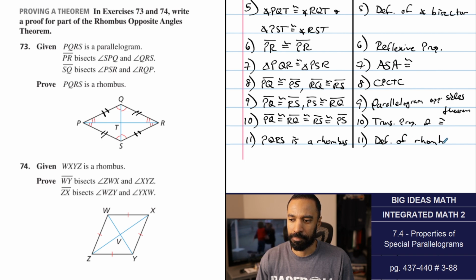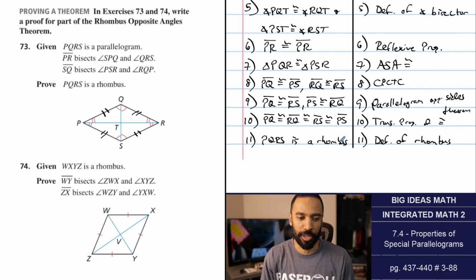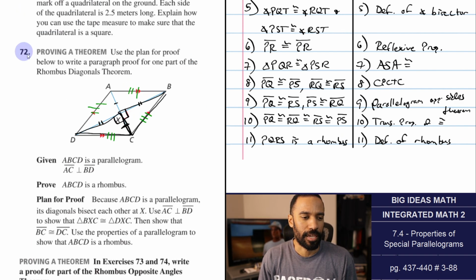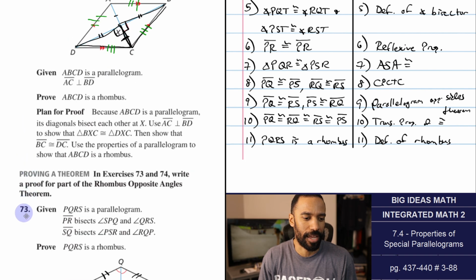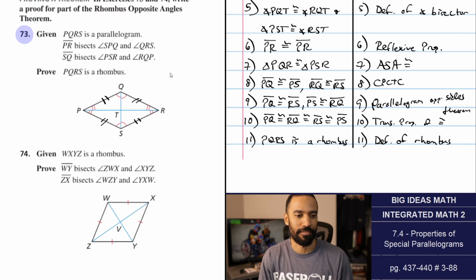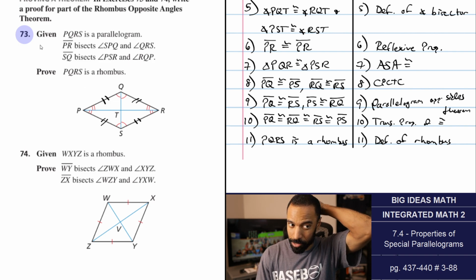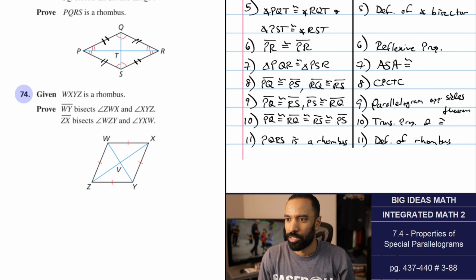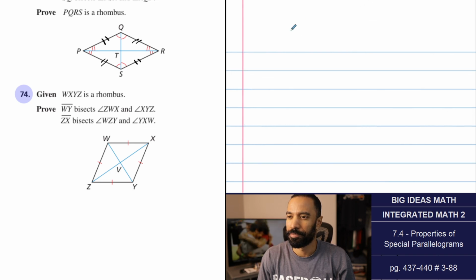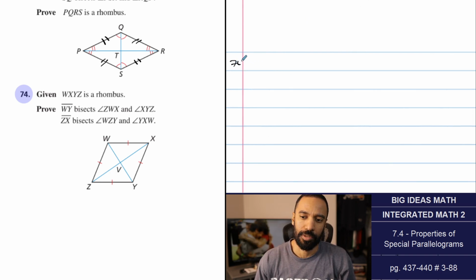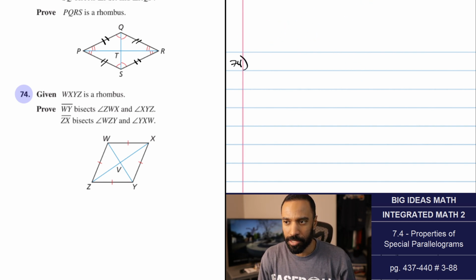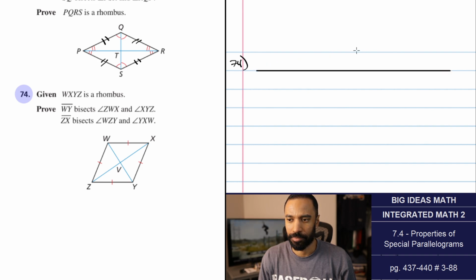And I have another proof below. I kind of want to see all that I have to prove here. It's 73 and 74 that we're doing it for. All right, that was 73. Let's go to 74 and see if I can do you one better with a plan. See, maybe I should use their plans. Given WXYZ is a rhombus, prove now that the angles are bisected.